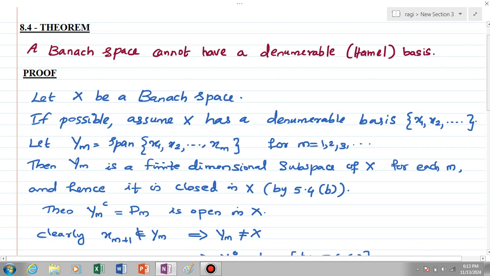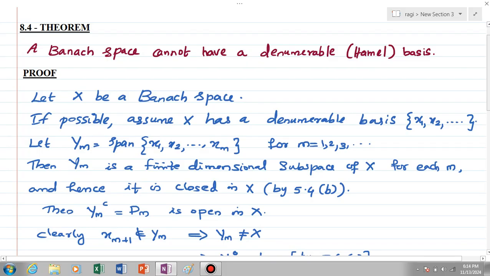Welcome all. Now we are going to discuss Theorem 8.4. The statement is: a Banach space cannot have a denumerable basis. It is also called a Hamel basis. So every Banach space cannot have a denumerable basis. This is the theorem. Now let's take a look at the proof.